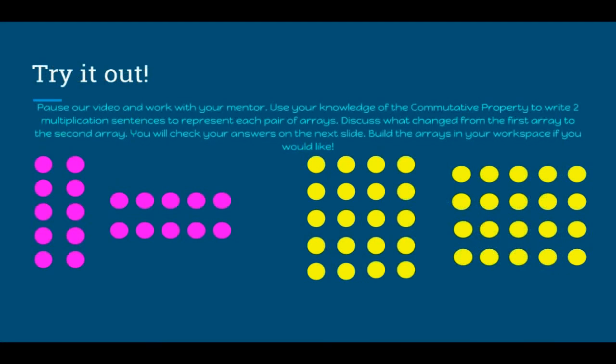So let's try it out. Pause your video and work with your mentor. Use your knowledge of the commutative property to write 2 multiplication sentences to represent each pair of arrays. Discuss what changed from the first array to the second array. You will check your answers on the next slide. Build the arrays in your workplace if you would like. Just remember, the commutative property tells us that you're not adding any counters in and you're not taking any out. So keep that in mind as you talk and discuss about each of these arrays. See you in the next slide.